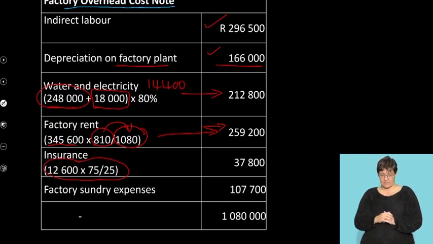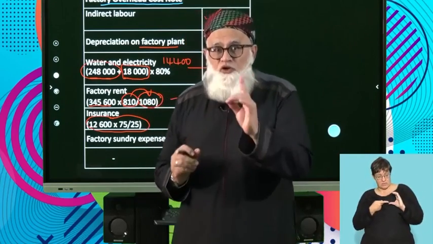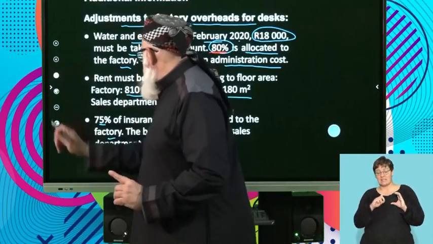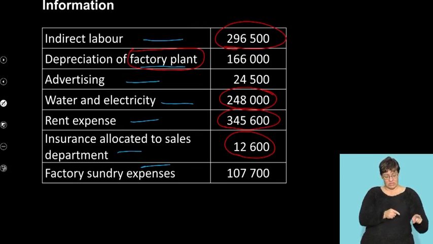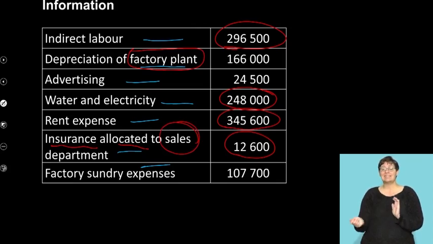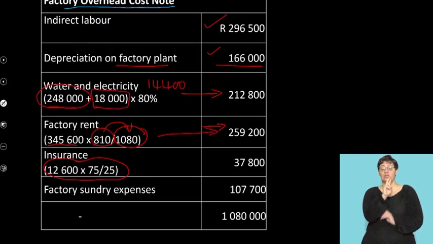Watch this one here, guys. The amount that was given to you for the sales department, this is important. 75% of the insurance must be allocated, but this is the important figure. Watch here. Insurance allocated to sales. In other words, this is your 25%. Can you see that? So when you are doing your calculation, remember it's 12,600 times 75 over 25.